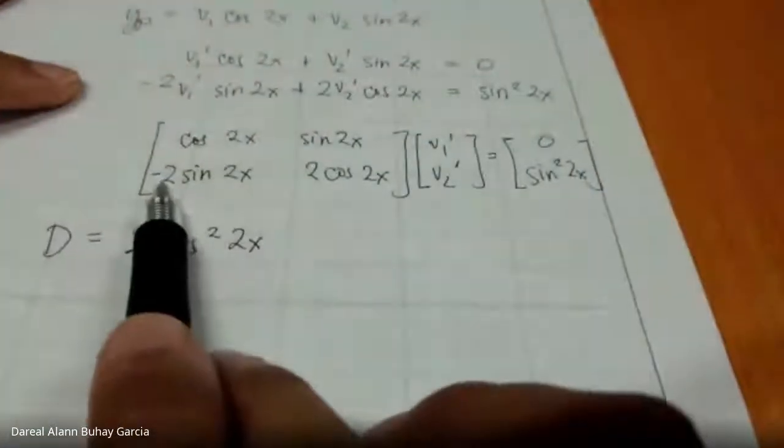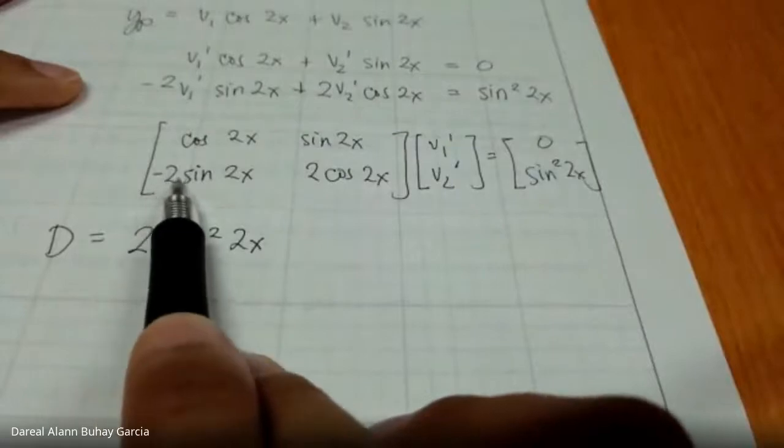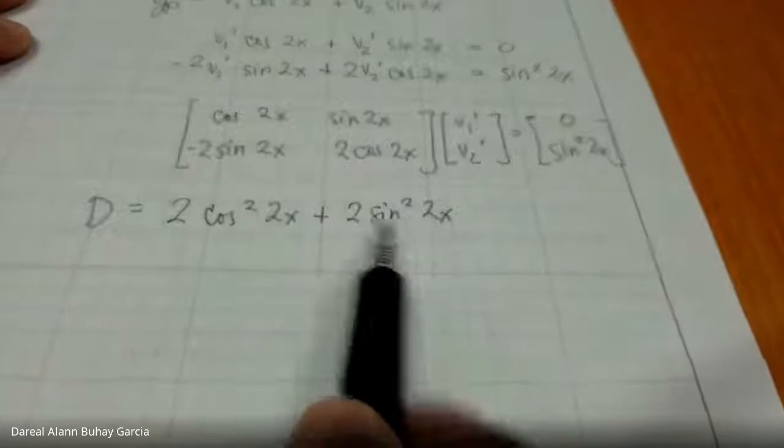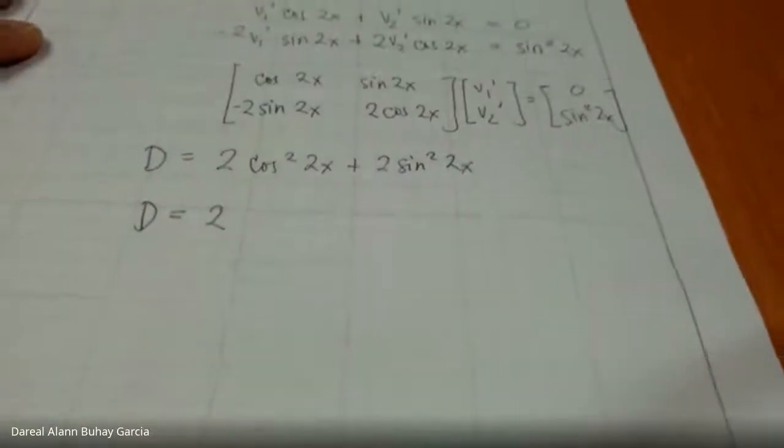Crisscross: 2 cosine squared 2x minus negative 2, which is positive 2, so plus 2 sine squared 2x. Identity: cosine squared plus sine squared is 1. So D is equal to 2. Okay? Very convenient.